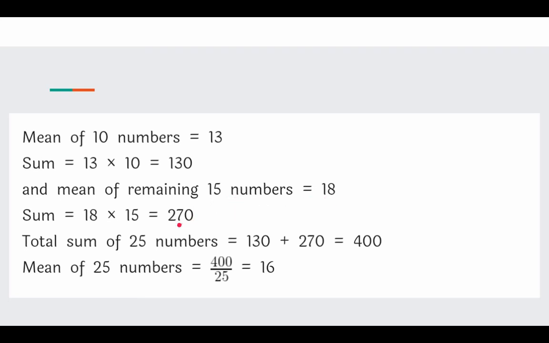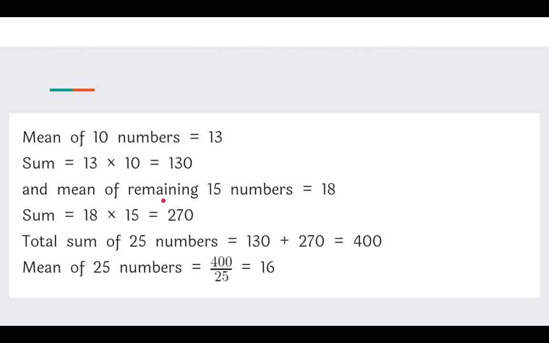So, what is the sum now? 18 into 15? 270. So, total numbers are 25. For 10 numbers, this is the sum of all observations. For 15 numbers, this is the sum. So, that means total sum of 25 numbers will be what? Sum of these two. Total numbers were 25. And for 10 numbers, this is the mean. So, sum of these 10 numbers comes out 130.